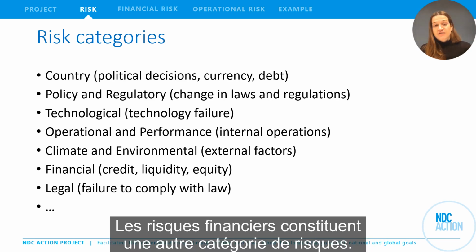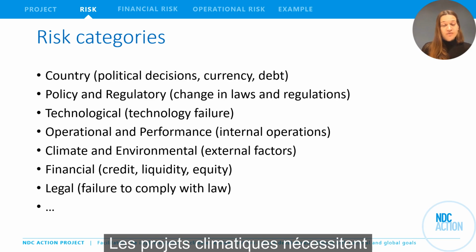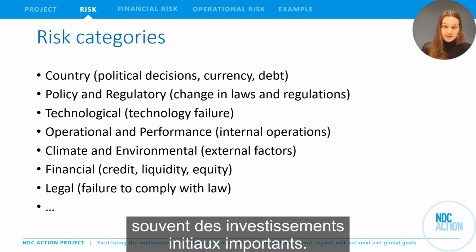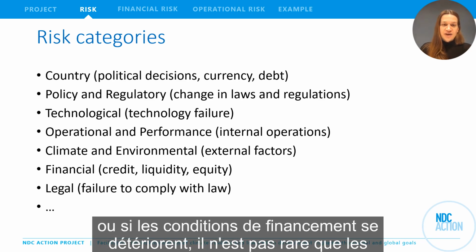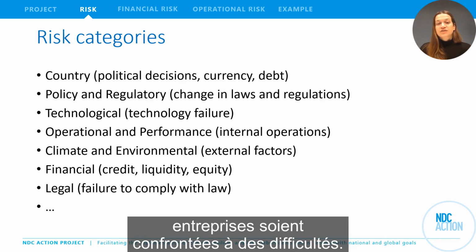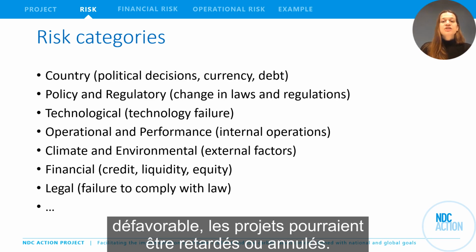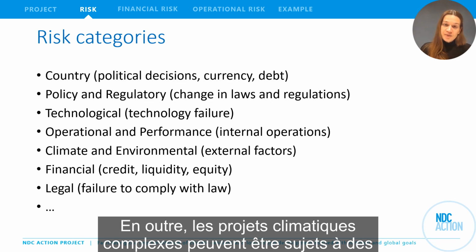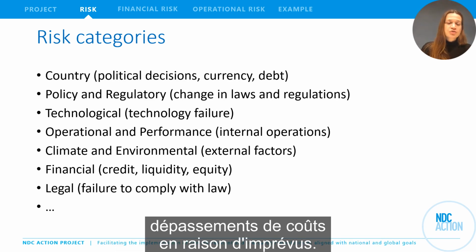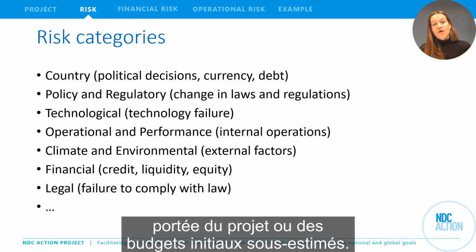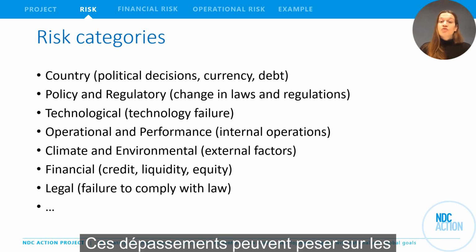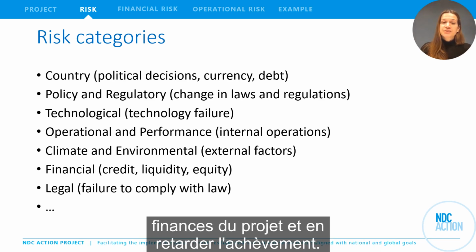Another risk category are financial risks. Climate projects often require significant upfront investment. Securing adequate funding and financing can be challenging, and if funding sources dry up or financing terms become unfavorable, projects could face delays or cancellations. Also, complex climate projects can be prone to cost overruns due to unexpected expenses, changes in the project scope, or underestimated initial budgets. These overruns can strain project finances and delay completion.